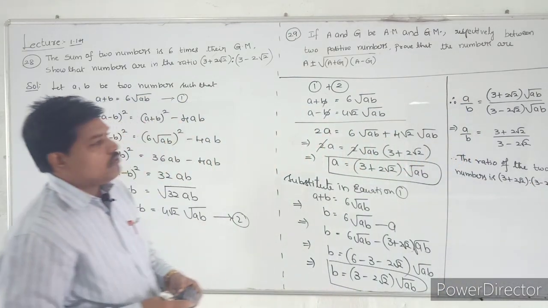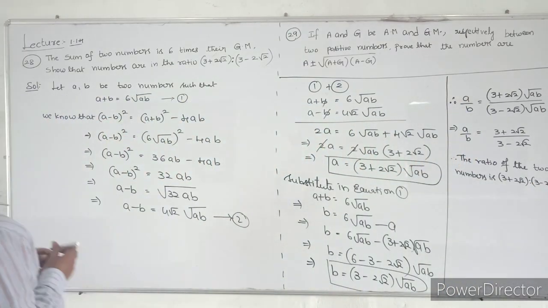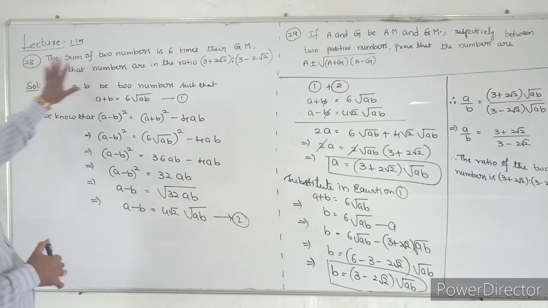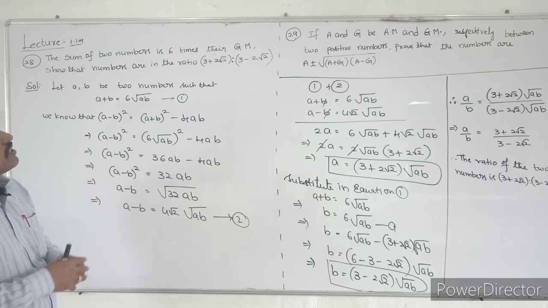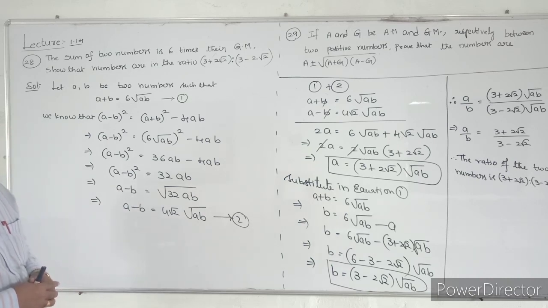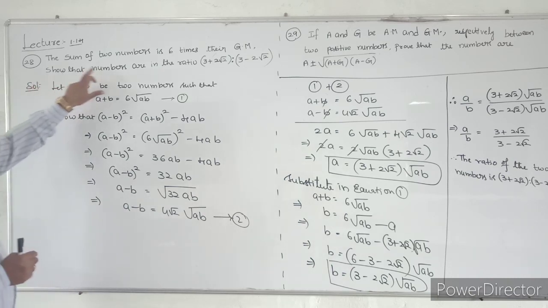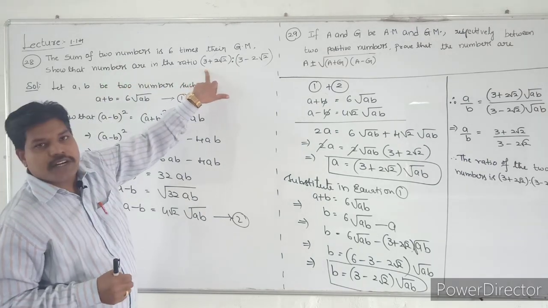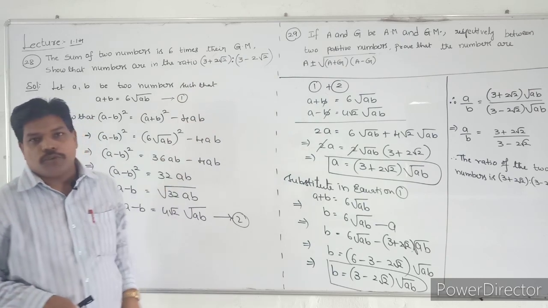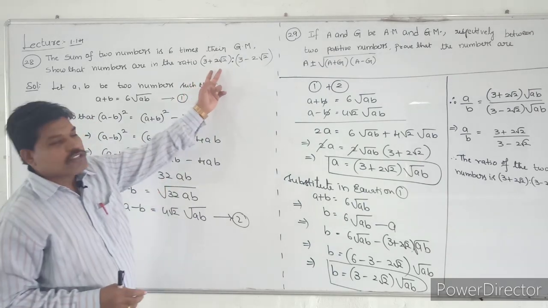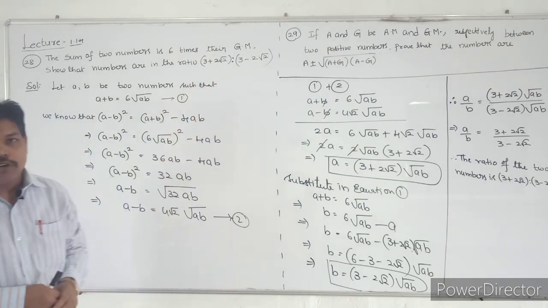See that question once again, students. They are given that the sum of two numbers is 6 times their geometric mean. Show that the numbers are in the ratio 3 plus 2 root 2 is to 3 minus 2 root 2. That is, you have to show that.